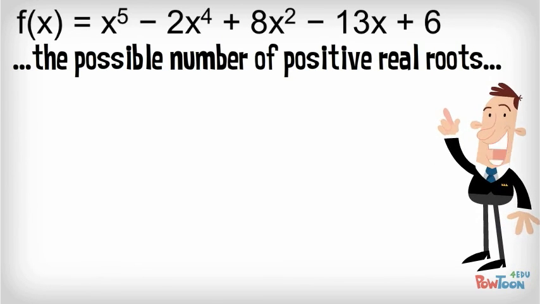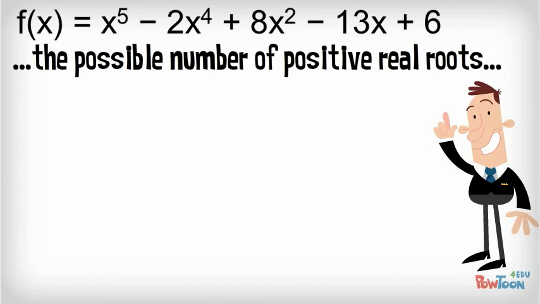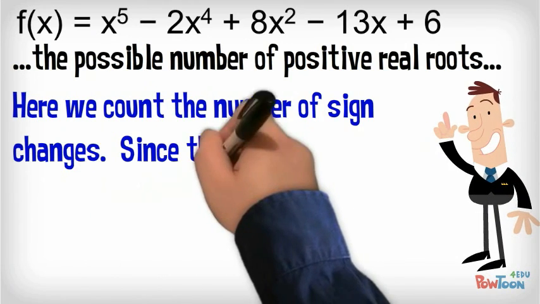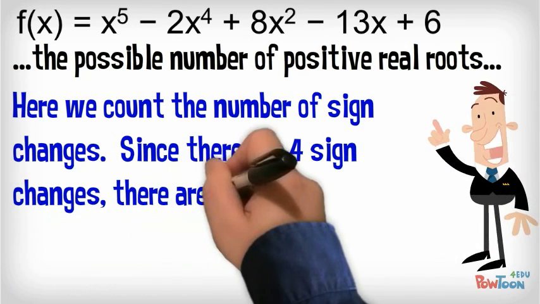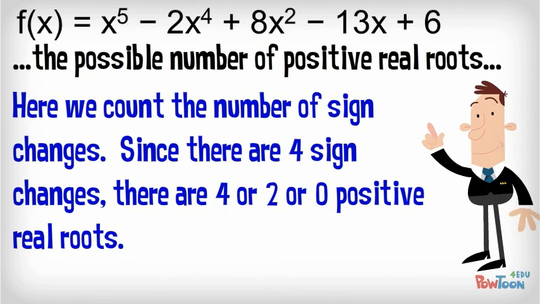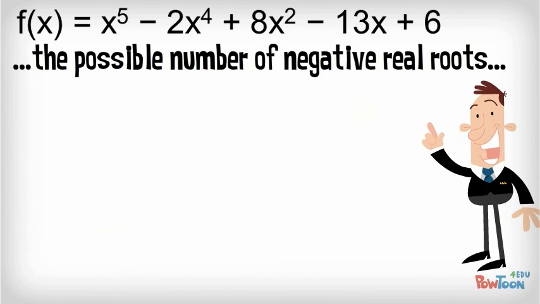Possible number of positive real roots. This is simple. Count the number of sign changes. 1, 2, 3, 4. I see 4 sign changes, so there are 4 or 2 or 0. You go down by 2 when you count the number of possible positive real roots.